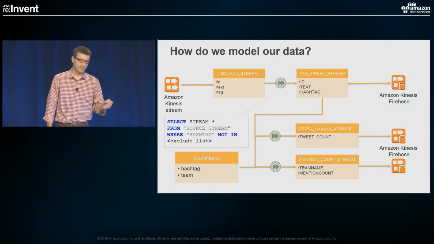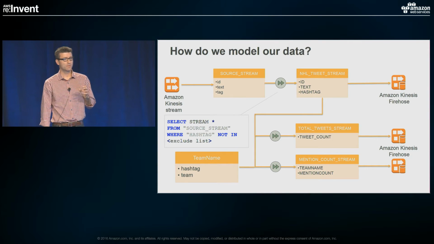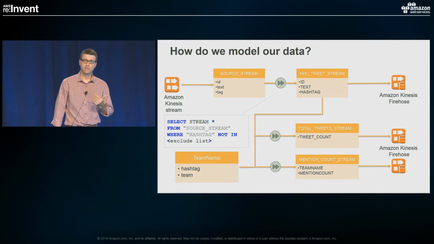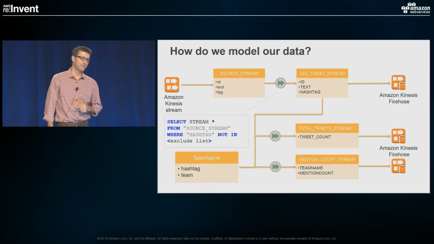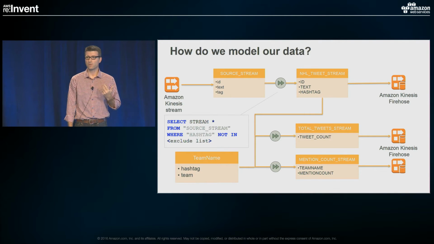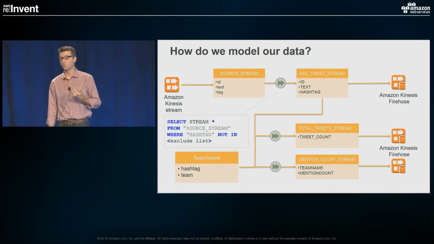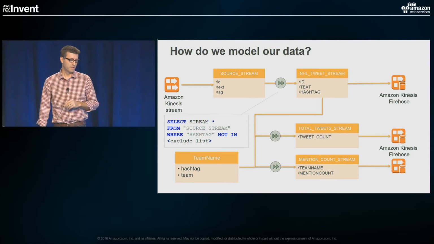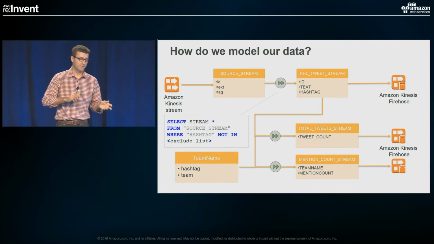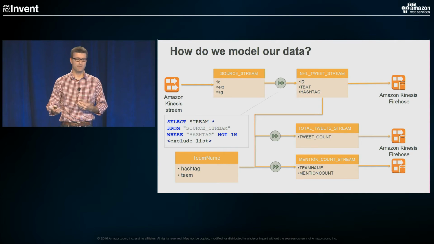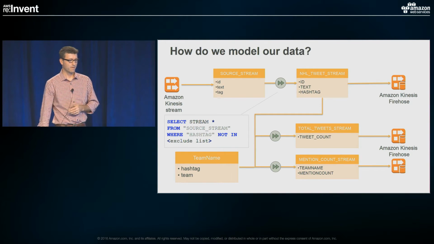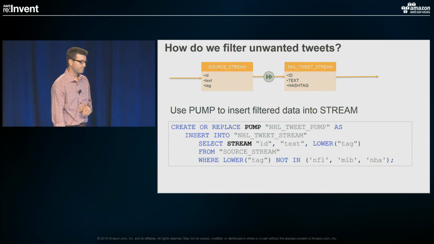The difference being these little green arrows, these are the pumps. So I have a SQL statement that's continuously being executed, selecting and inserting data into my NHL tweet stream. So the source stream on the left, this is what gets created based on the data coming in from Twitter. It's my raw data. And then I have subsequent streams downstream from that I can then use SQL to query and get my aggregated metrics. So let's take a look at the top one.